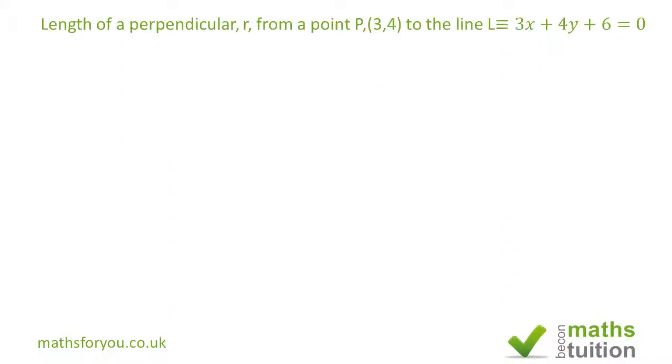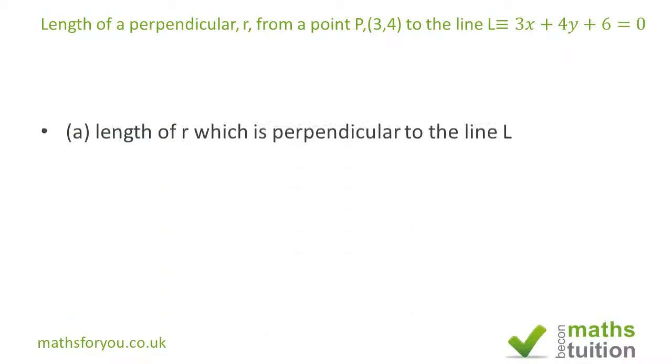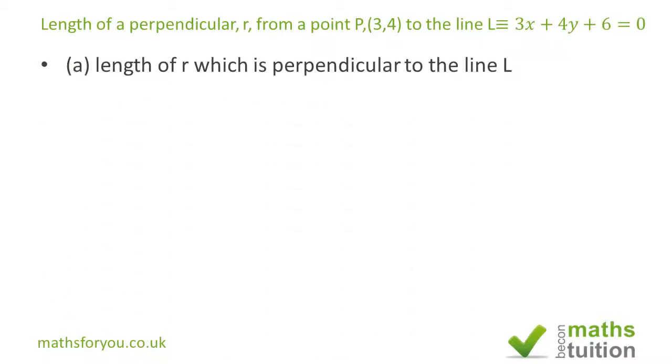Hello and welcome to this video on perpendicular lines, and in particular we're looking at a line R which has a starting point at P with coordinates 3, 4, and R is perpendicular to a line L which has an equation 3x plus 4y plus 6 is equal to 0. So we want to find the length of R.